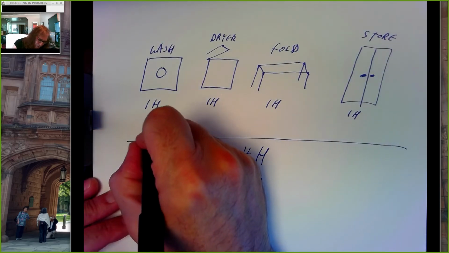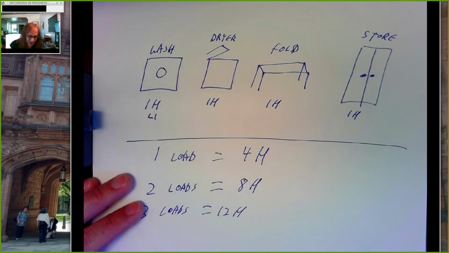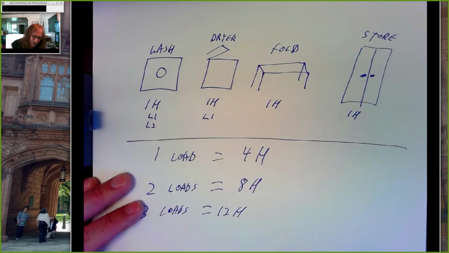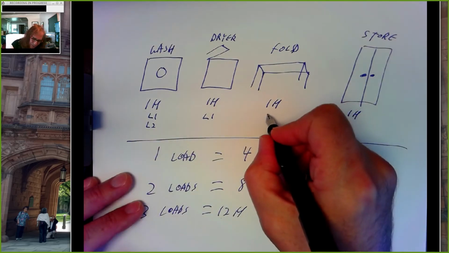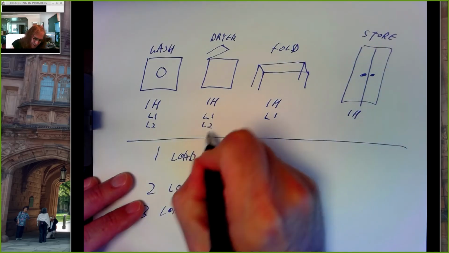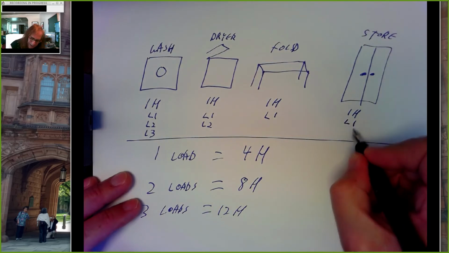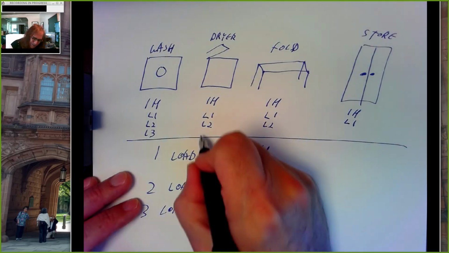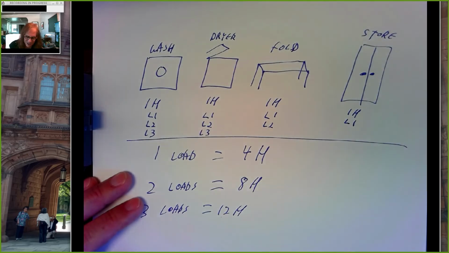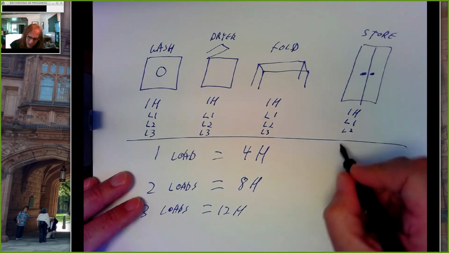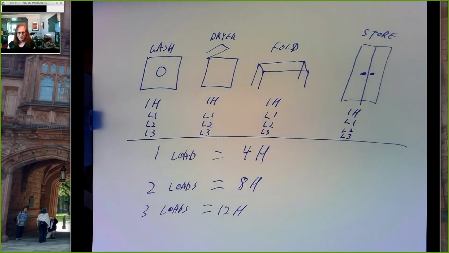We put load 1 into the wash. And then when load 1 is done, we move load 1 to the dryer and we put load 2 into the wash. And then when an hour passes, load 1 can go to the folding station, load 2 goes in the dryer, and load 3 goes into the washer. And then an hour later, load 1 gets stored, load 2 is being folded, load 3 is in the dryer. And an hour later, load 2 is being stored, load 3 is being folded, and an hour later, load 3 is being stored.